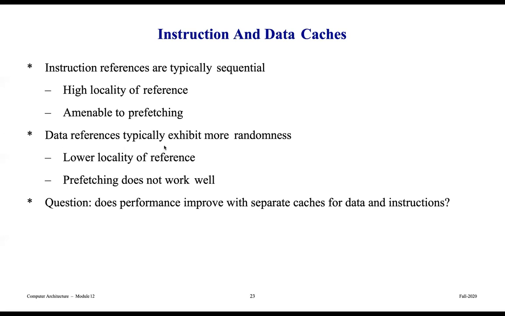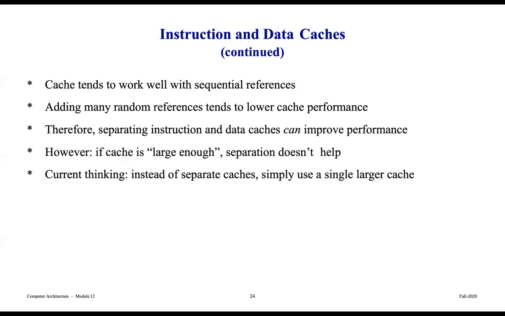Data references typically access more randomness. There's lower locality of reference, and prefetching does not work as well in that case. So a question we can ask here is, does performance improve with separate caches for data and instructions? Well, let's explore that a little bit.